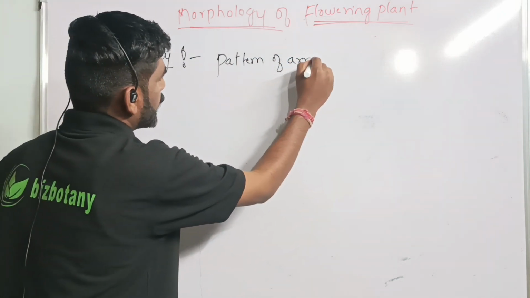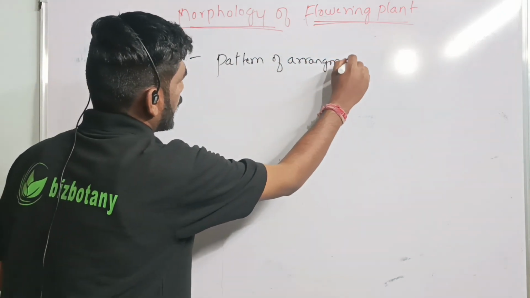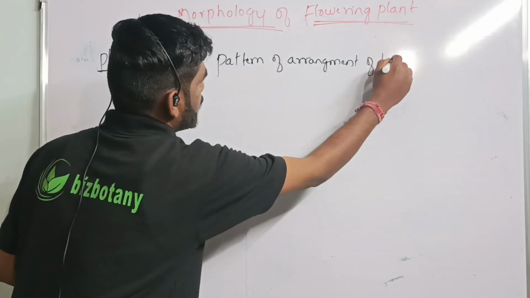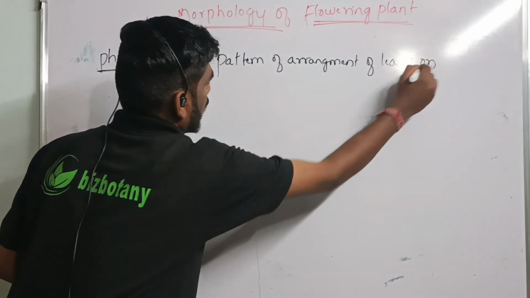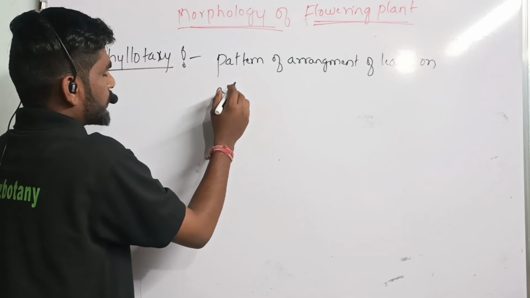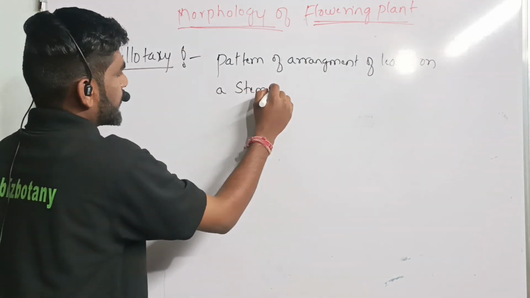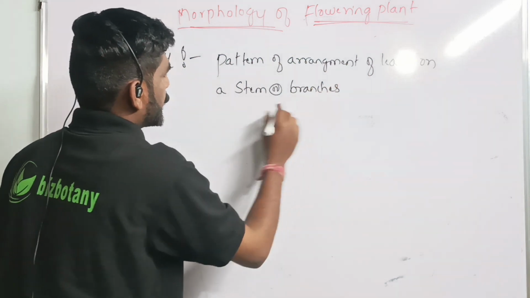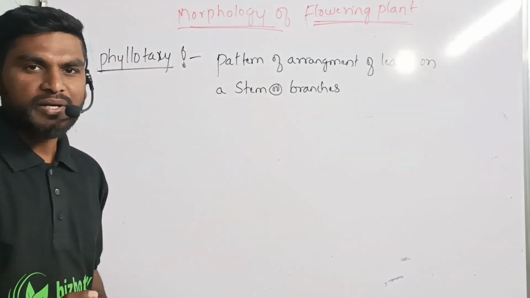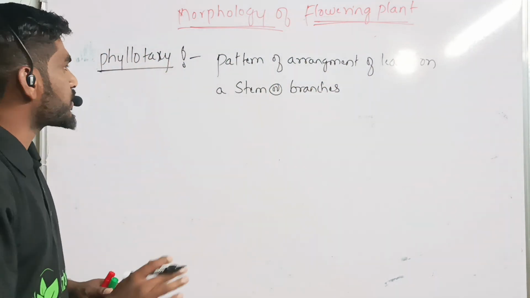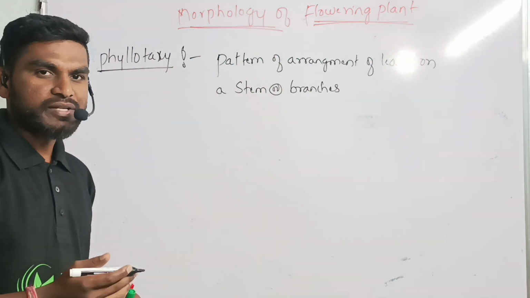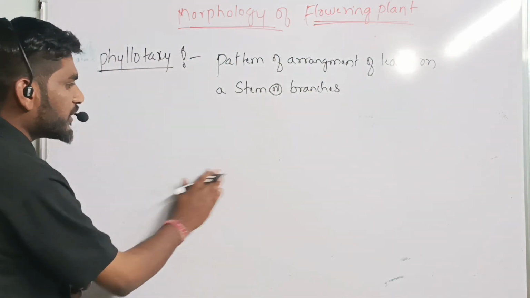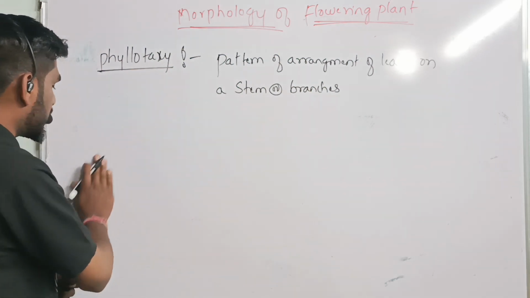arrangement of leaves on a stem or branches. Pattern of arrangement of leaves on a stem or branches, we call it phyllotaxy. There are three types of phyllotaxy present in plants.